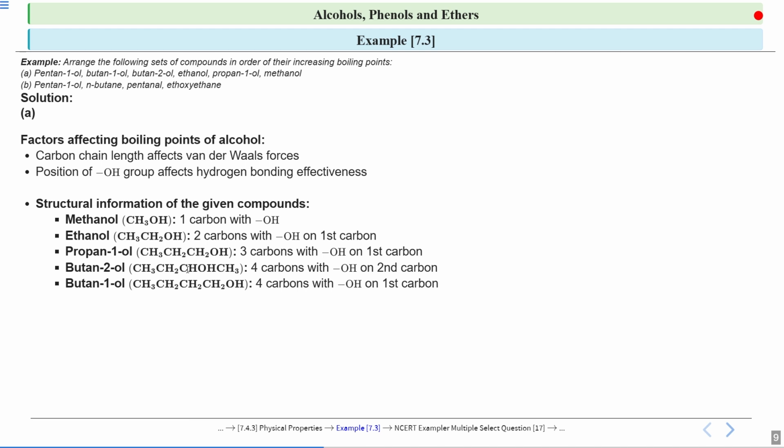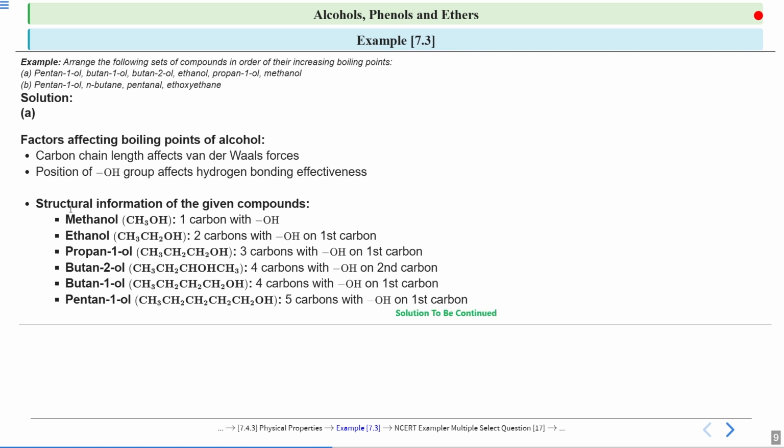Next is butane 1-ol. Butane 1-ol means 4 carbon atoms, and 1-ol means the OH group is attached to the first carbon. Pentane 1-ol means there are 1, 2, 3, 4, 5 carbon atoms, and 1-ol shows that the OH group is attached to the first carbon. So 5 carbons with OH on the first carbon. This is the structural information given to us for these compounds.